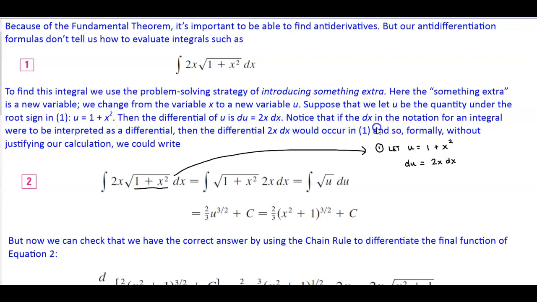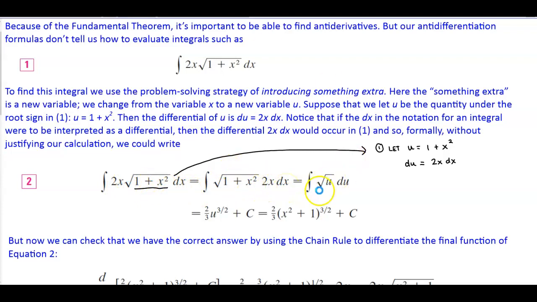Now notice that if the dx in the notation for an integral were to be interpreted as a differential, then the differential 2x dx would occur in 1. And so formally, without justifying our calculation, we can write the following. So what that means here is the following. So we convert in the next step here. So when we go from this step to this step, we have the square root of 1 plus x squared, and then we shifted the 2x over next to the dx.